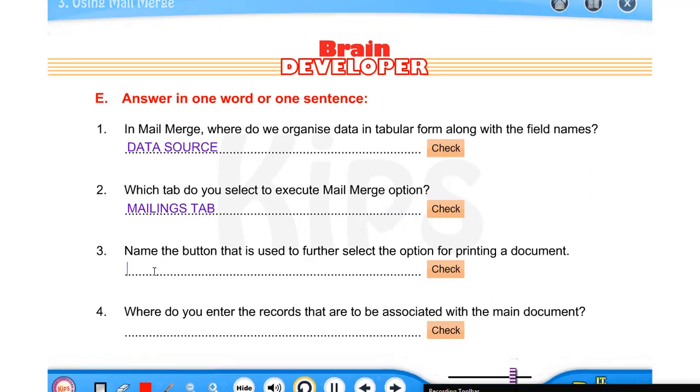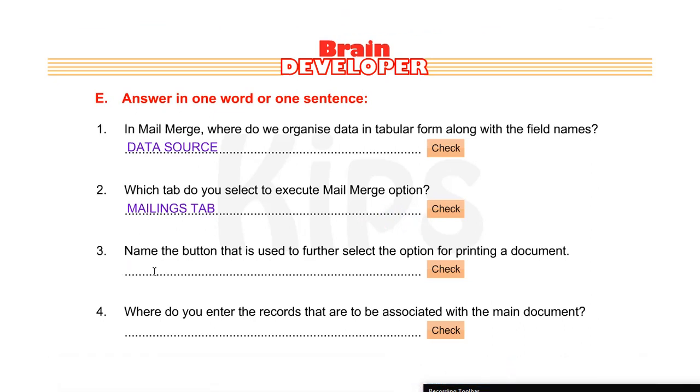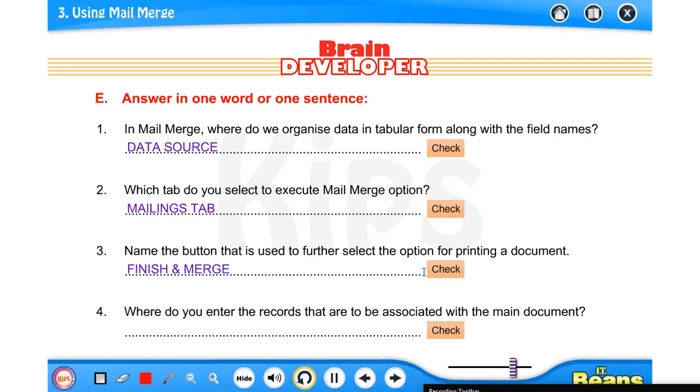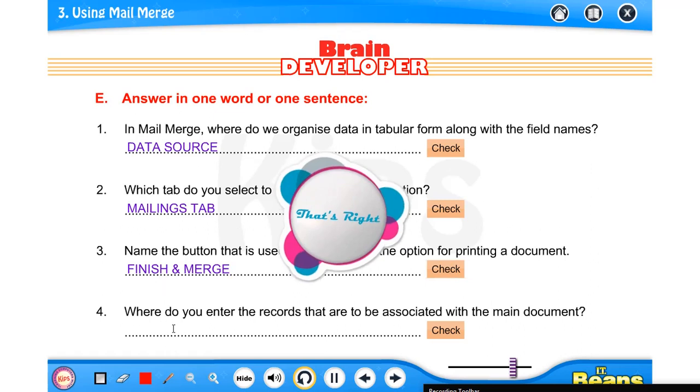Now, third: name the button that is used to further select the option for printing a document. Yes, and the correct answer is the last option which we have done in the practical session. That is finish and merge. Finish and merge. Let me check it. Yes, it's correct.